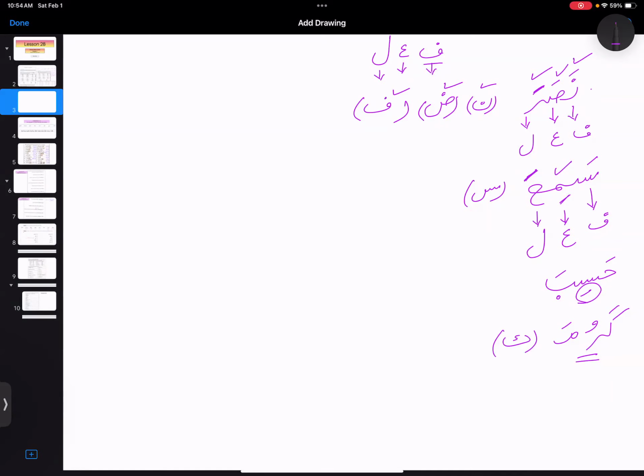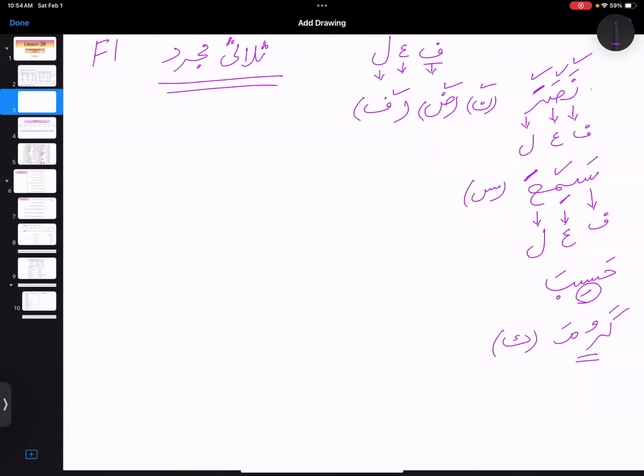Ustada, how many babs? 6. Jazakallah. 6 babs in total, and that is for family 1. Then we have families 2 to 10, which are different. This family is called Salasi Mujarrad, meaning you will find only 3 root letters. What does Salasi mean? 3. And Mujarrad means original. So you're going to find only 3 original letters in this family.